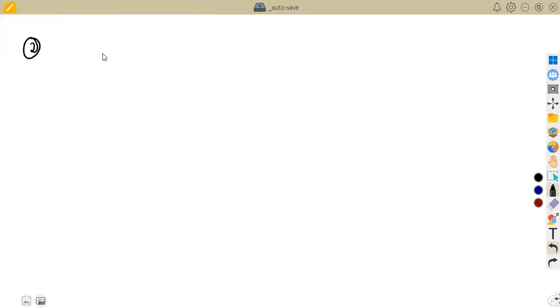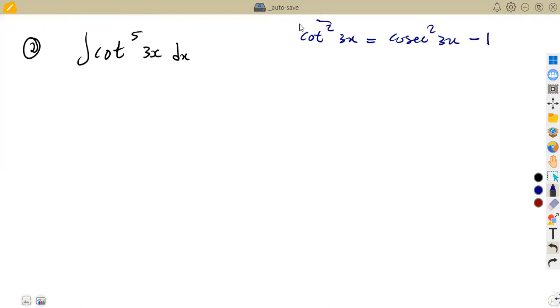So let us say we've got the integral of cot to the exponent of 5 of 3x with respect to x. So how can we integrate this? If we are to simplify further, remember what we need is to have a cot squared, and we know that the cot squared of 3x is equivalent to the cosec squared of 3x minus 1. So we are supposed to expand until we see this cot squared. So how can we expand it from the cot to the exponent of 5?